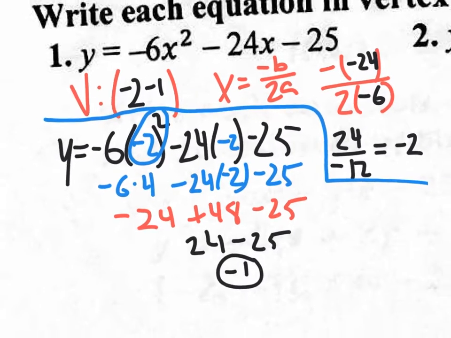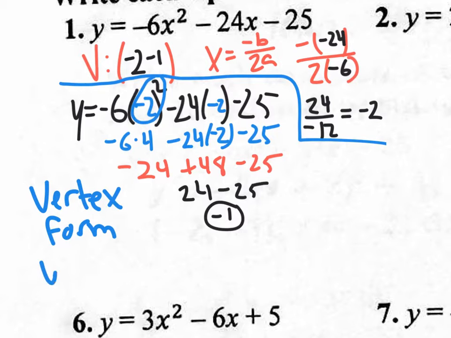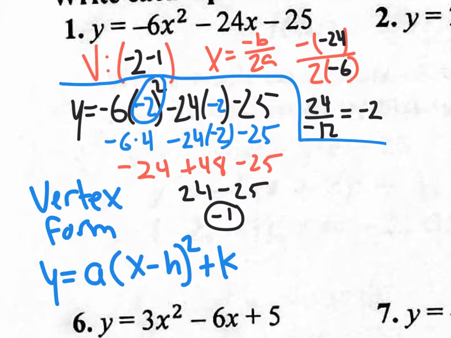Now, that wasn't that hard. We've done that in the past. Now, they want us to rewrite it in vertex form, okay? So, what is vertex form? Vertex form is y equals a parentheses x minus h squared plus k. You have to memorize it.